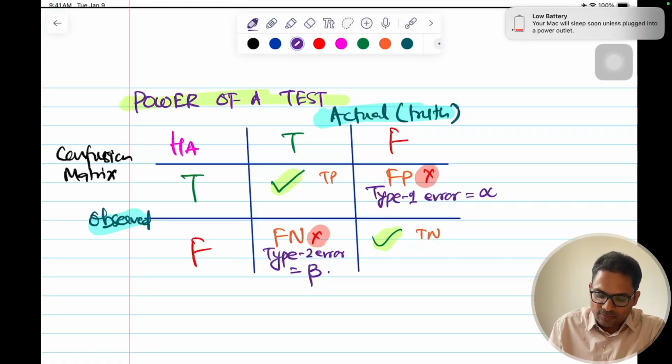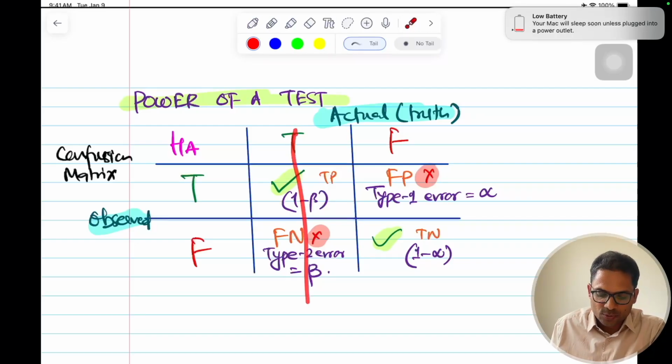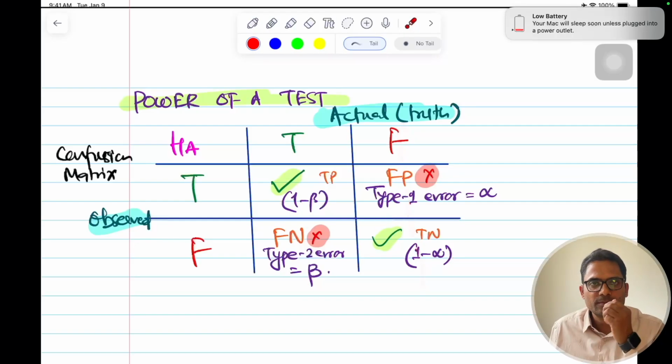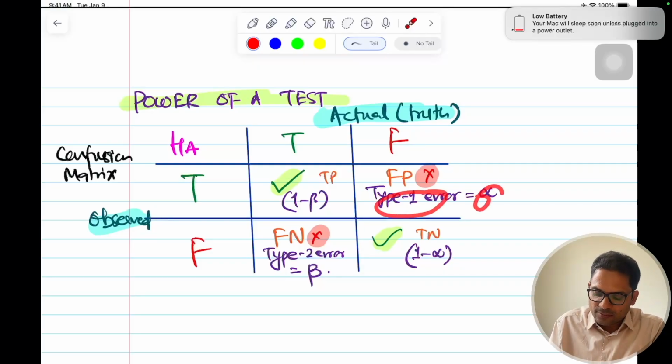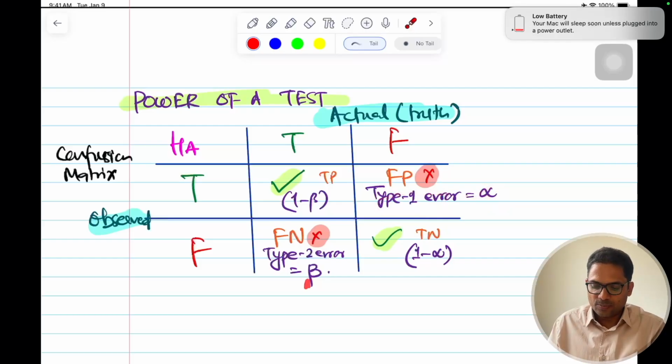Okay. So if this is alpha and the whole sum is 1, so what will be this value? This will be your 1 minus alpha. And this will be 1 minus beta. All this sums up to 1 because there will be total truths, total false. Okay. So this is your type 1 error, alpha, your significance level, and this is your type 2 error. And all the diagonal elements are true.